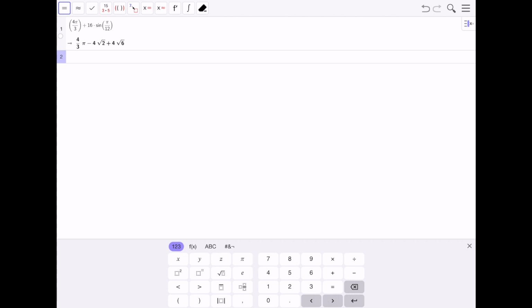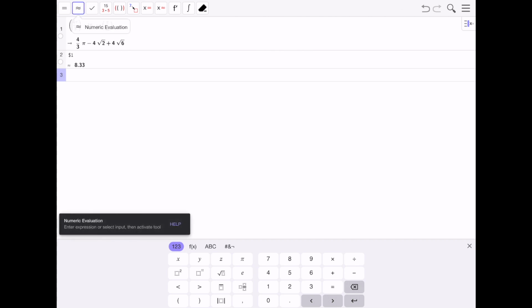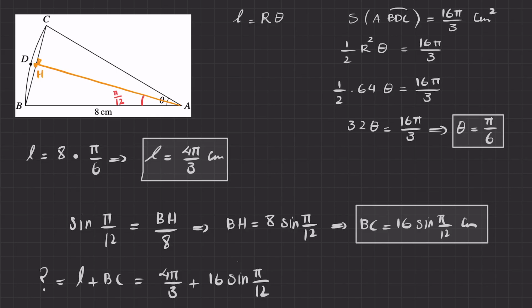This is the exact value if you want it, but of course in this exam you are supposed to calculate up to 2 decimal points. So I press the approximation button here, and then you see that the answer is 8.33. So this is approximately 8.33 centimeters.